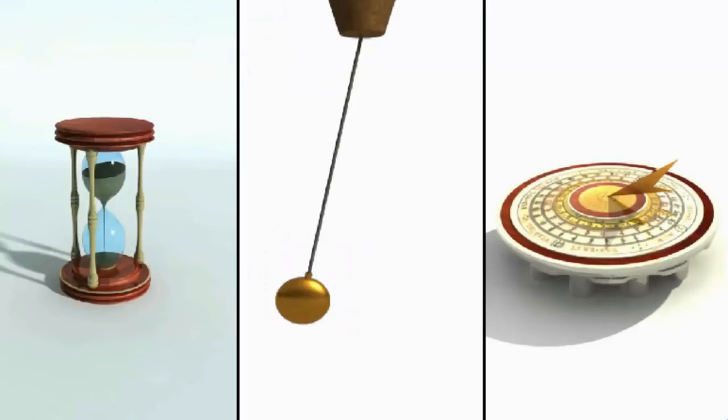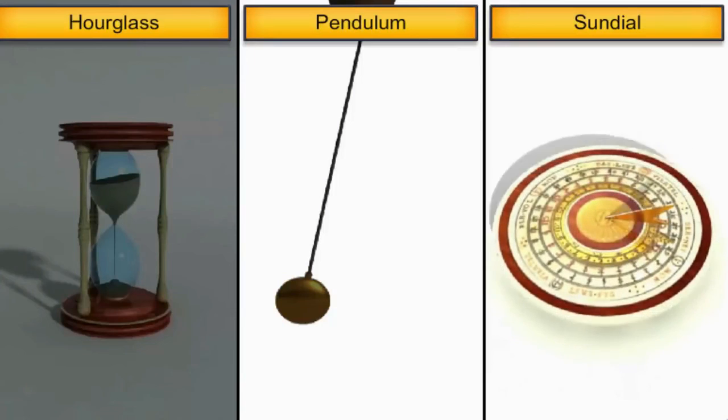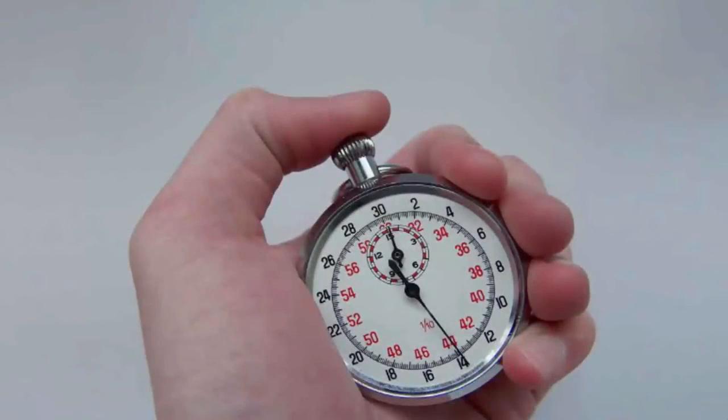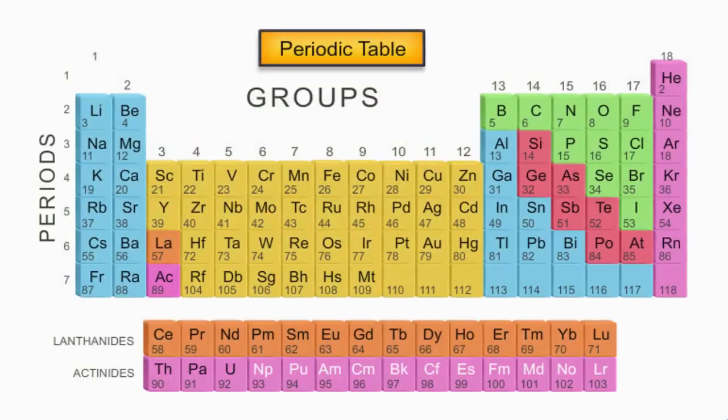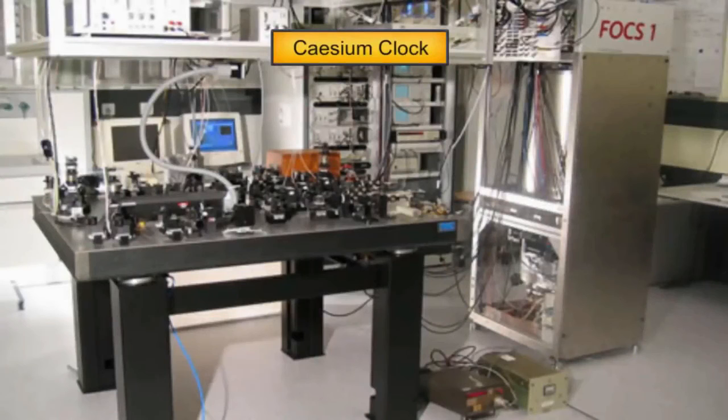There were so many kinds of time measuring devices used in the past, ranging from hourglasses, pendulums, sundials, etc., which measure time based on different phenomena. To have the most accuracy in measuring time, now we use an atomic standard of time, which is based on the periodic vibrations produced in a cesium atom. Hence, the clock is also referred to as the cesium clock or the atomic clock.